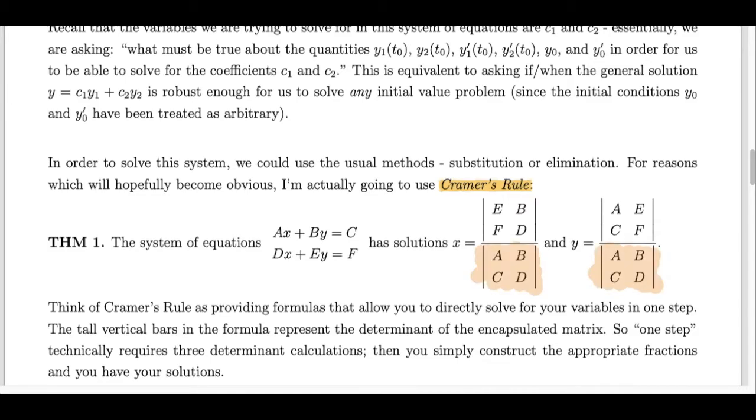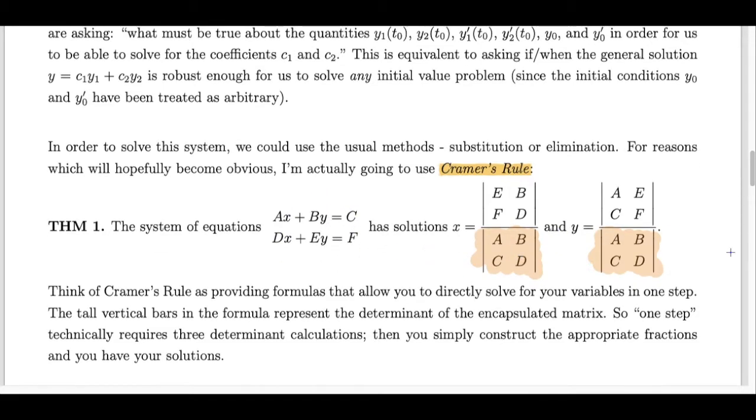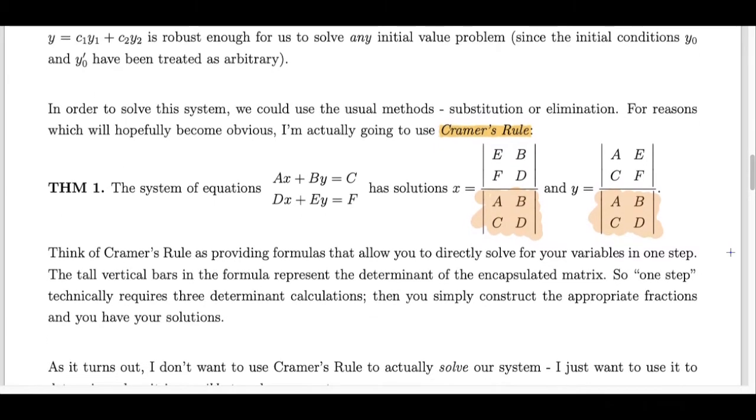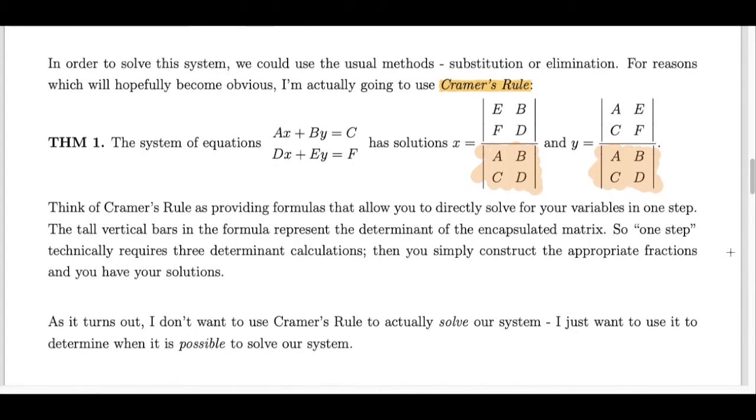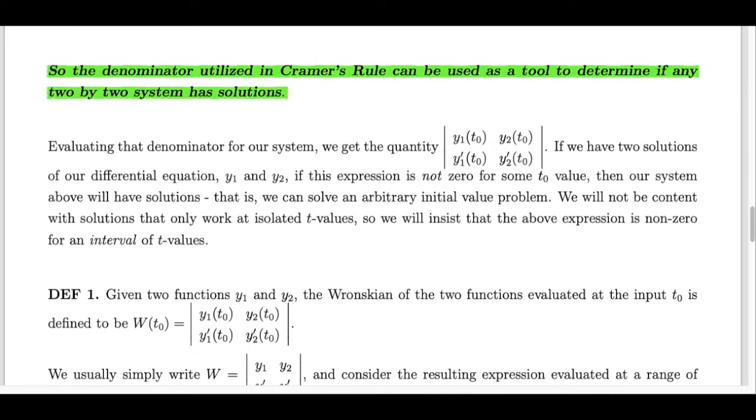Notice that both of the denominators in Cramer's rule are the same, and we will clearly not have solutions to the system if these denominators equal 0. If this denominator, though, is any number except 0, the corresponding system of equations will have solutions. So on the top of the next page of the notes, I state the general idea. That denominator expression that shows up in Cramer's rule can be used as a tool to determine if any 2x2 system has solutions. This is true for any 2x2 system, but we have a specific system in mind.